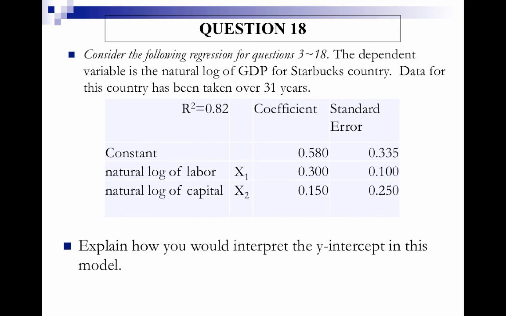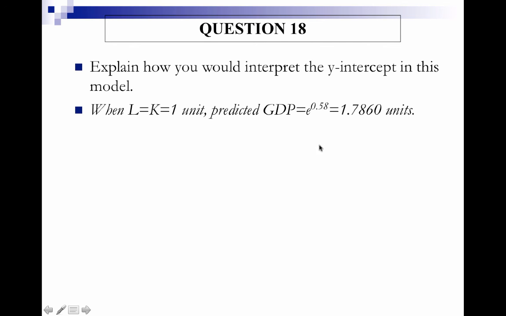So when labor is equal to 1 unit and capital is equal to 1 unit, the natural log of GDP is going to be 0.58. And so predicted GDP, when labor and capital are each equal to 1, is going to be e to the 0.58 power, or 1.786 units.